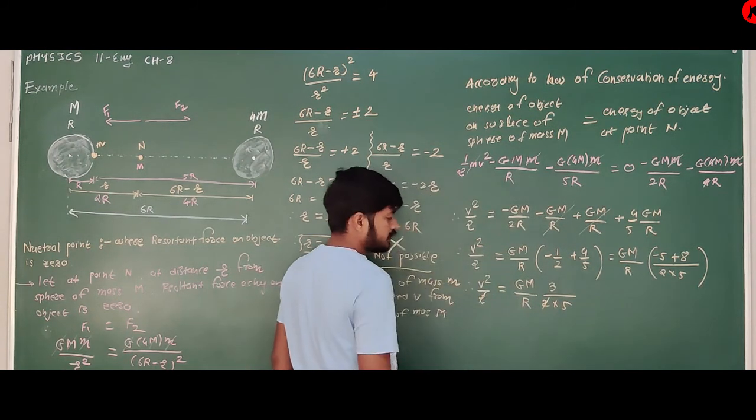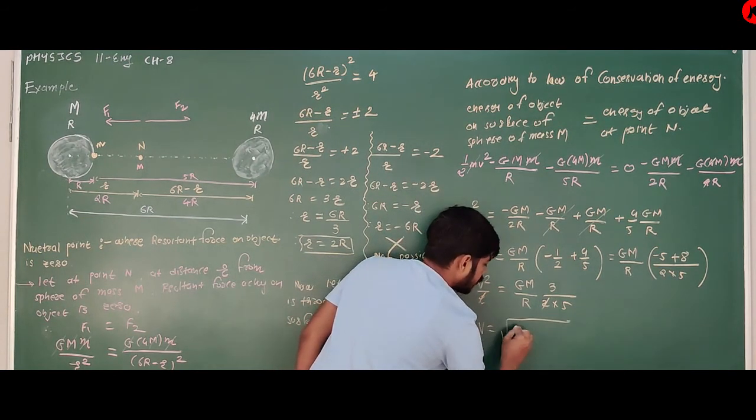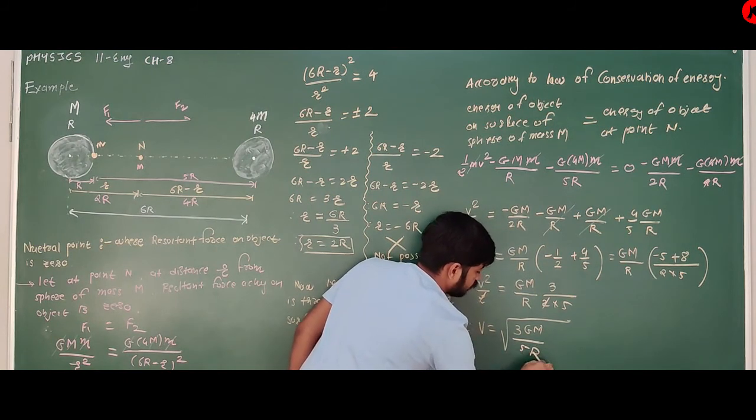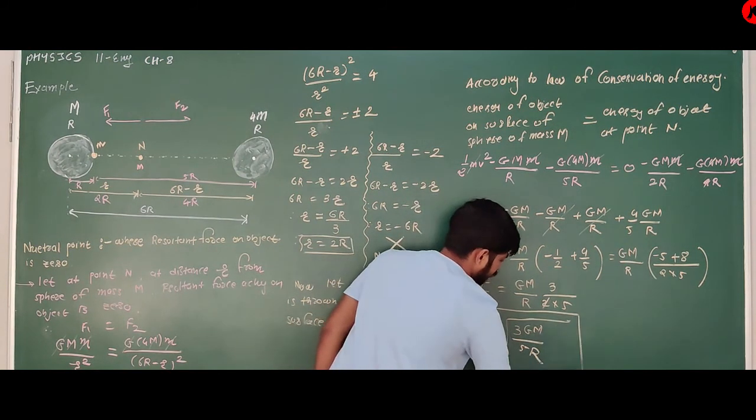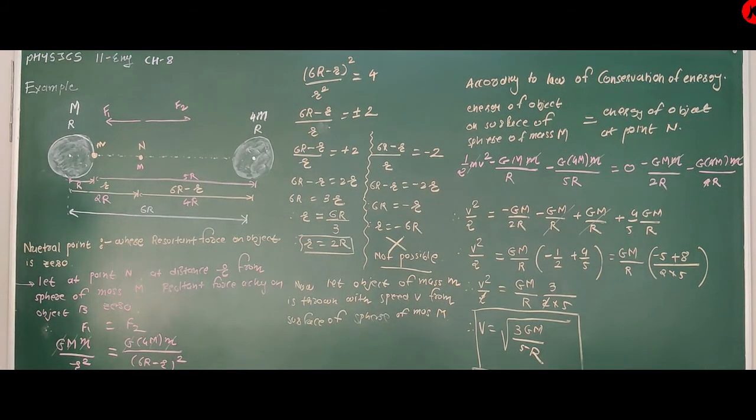So this 2 cancels with this 2. What is v? v is equal to under root 3GM upon 5r. So yes, it is your answer.